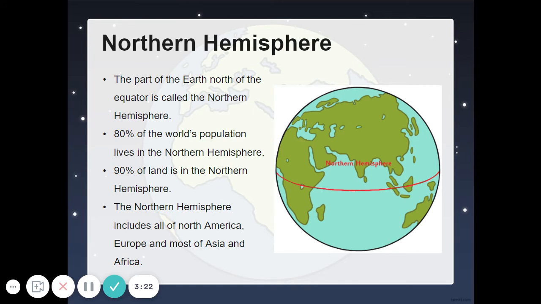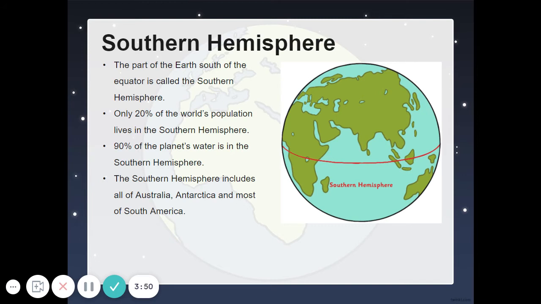So let's have a think. I wonder if you can work out, if there's 80% of the world's population in the northern hemisphere, how many is going to be in the southern? And what about 90% of land being in the northern hemisphere? If there's 90% in the northern, I wonder how much would be in the southern hemisphere. See if you can put your hands up and answer the question.